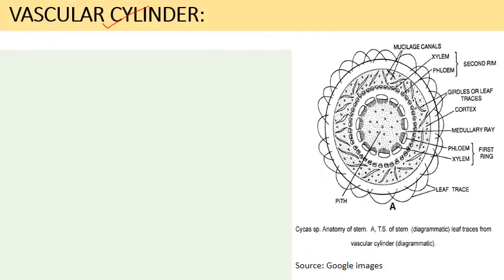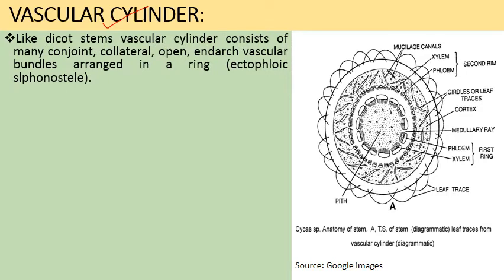So vascular cylinder, like dicot stem, consists of many conjoint, collateral, open and endarch vascular bundles. Conjoint means xylem and phloem lie together. Collateral means xylem and phloem are lateral to each other. Open means in between the xylem and phloem there is a ring of cambium. Endarch means the protoxylem faces toward the pith or center, and these bundles are arranged in the form of a ring.